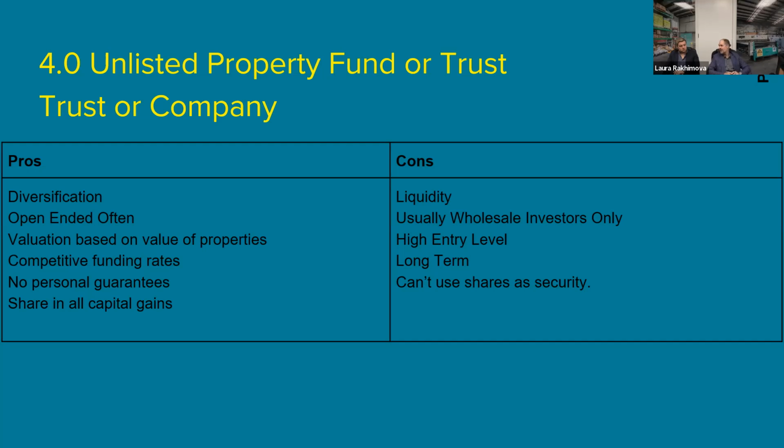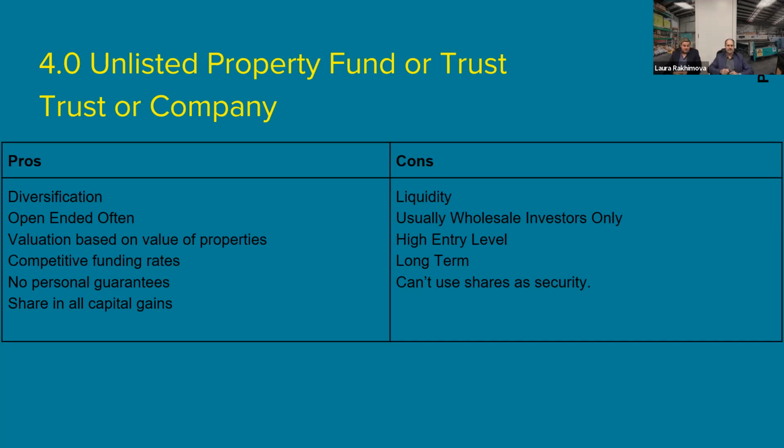So Jack, you'd like to take it away? Yeah. So the cons on this one. Again, liquidity. It's quite hard to sell out. Even though it's slightly bigger than an unlisted syndicate, it can still be hard to exit an unlisted property fund.